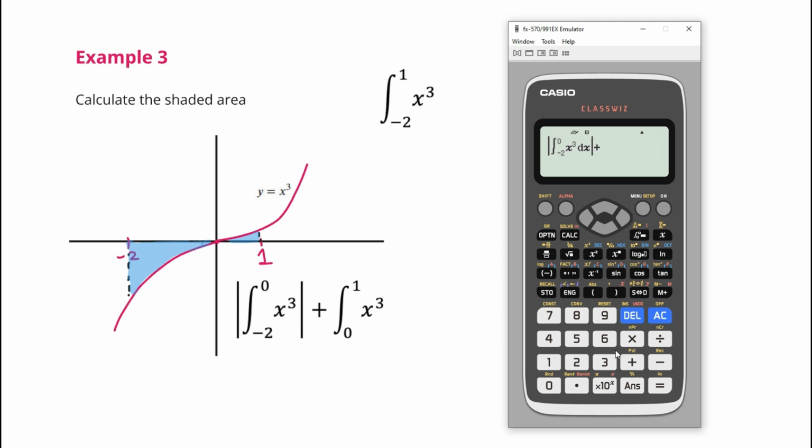And then add the remaining integral. So integral of x cube, and you have the lower limit as 0 and upper limit as 1. Now press equals. Now 17 over 4 or 4.25 is the shaded area.